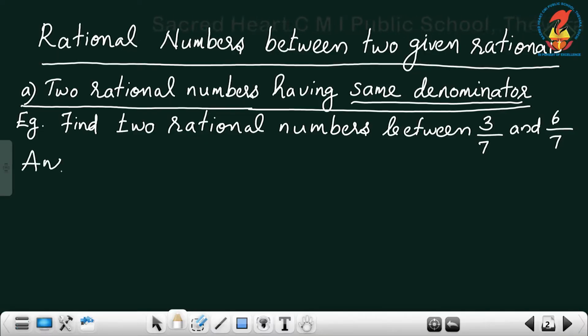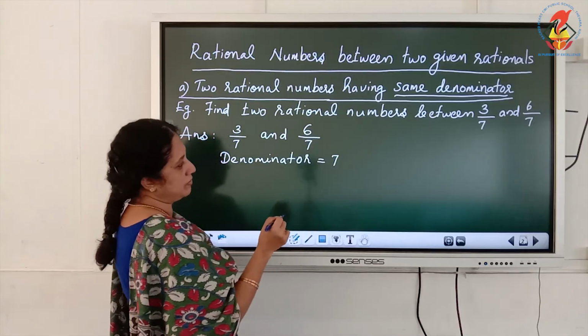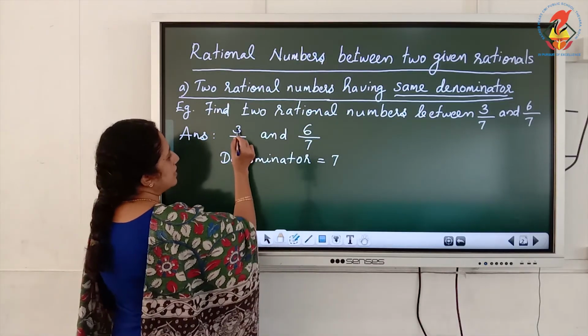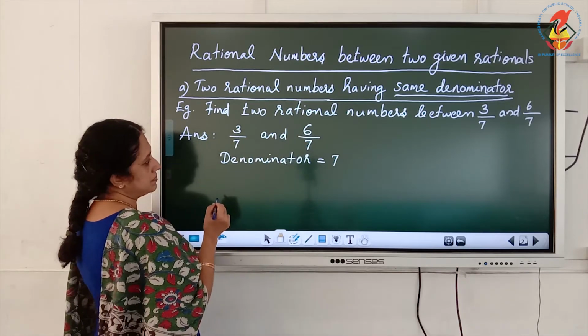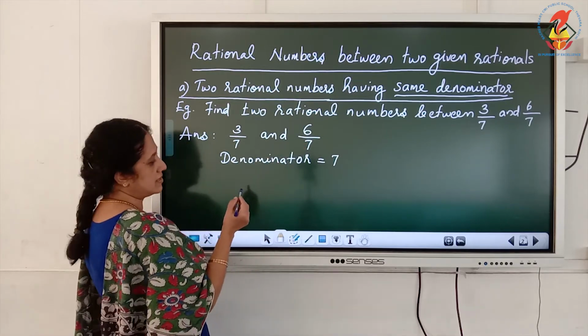The rational numbers are 3/7 and 6/7. Look at the denominator. Denominator is 7. So they have the same denominators. Therefore, look at the numerator. So the numerators are 3 and 6.